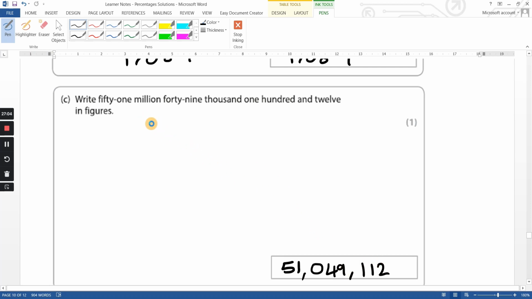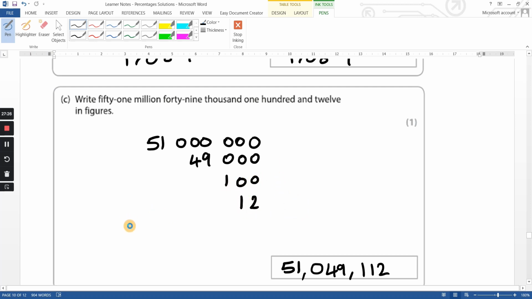If you're not sure, a good way of doing this is to just separate it. So what does 51 million look like? That's what that looks like. 49,000, what does that look like? Well, like that. And 112. If you add that up as one big sum, you get a 2 there, a 1 there, a 1 there, a 9 here. See how it all lines up? And there's a 0 here, a 1 here, and a 5 here. You can put the commas in if you want, you don't have to.